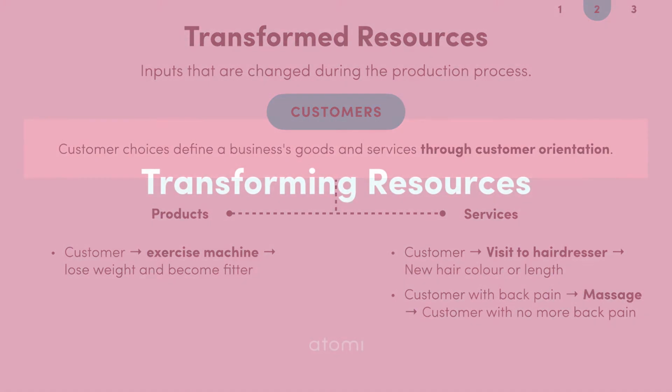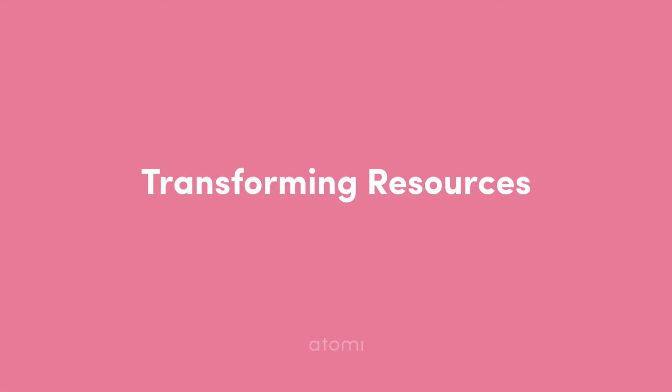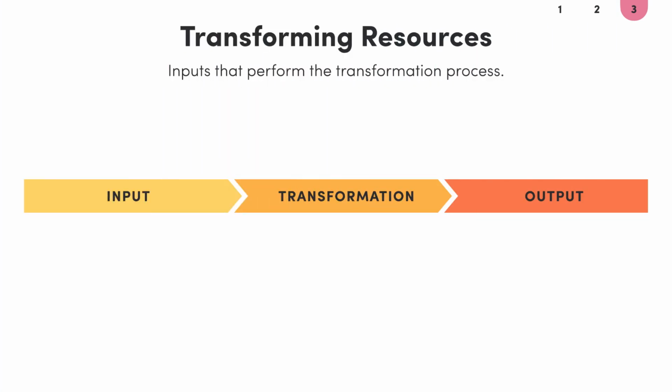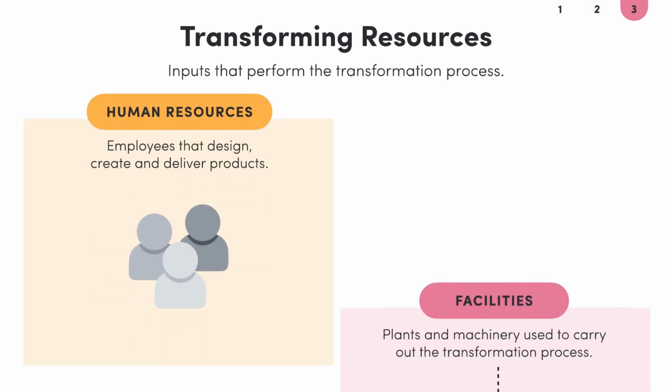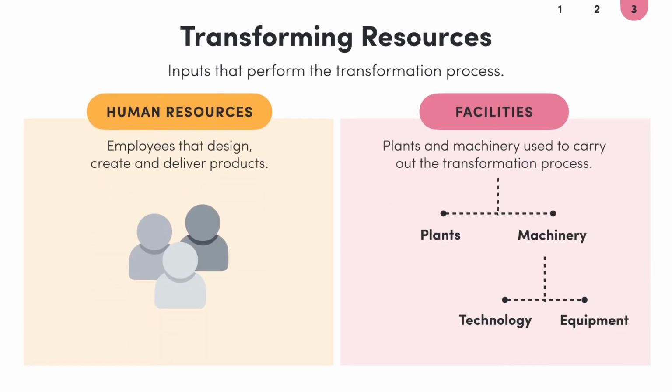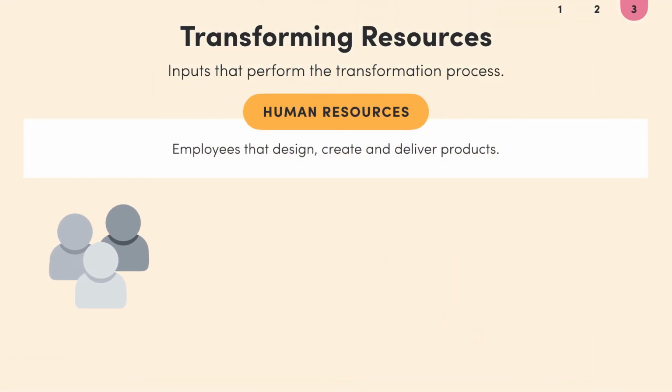Now let's move on to transforming resources. These are the inputs that actually perform the transformation process. So basically, they're responsible for transforming. These are split into two areas, which are human resources and facilities. The first is human resources.